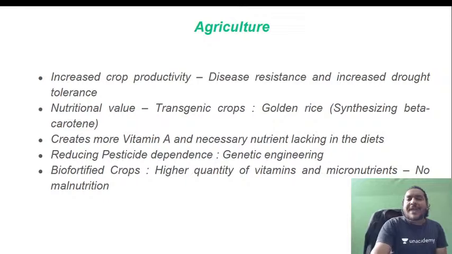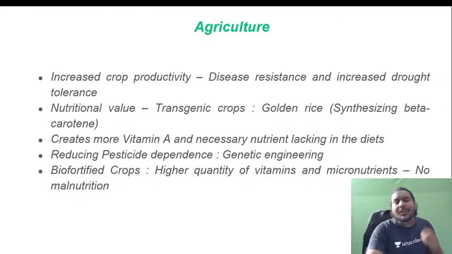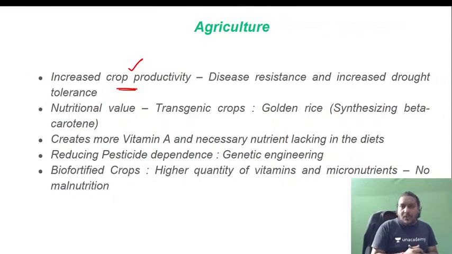Now in the case of agriculture, why do you have to use biotechnology? A very important thing: you see a drought coming up many times, right? So you need crops to be drought resistant. The productivity of a crop has to be increased. So these have to be disease resistant, and they must also have drought tolerance. They should be able to tolerate this particular drought.